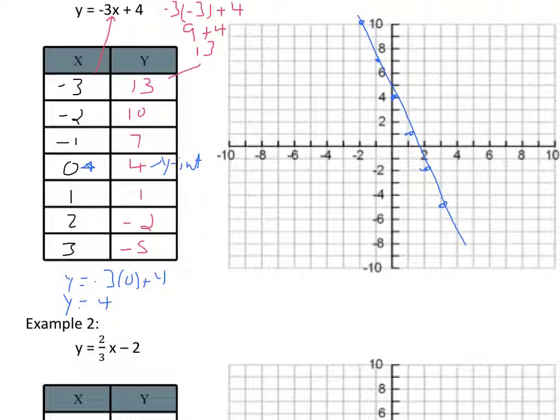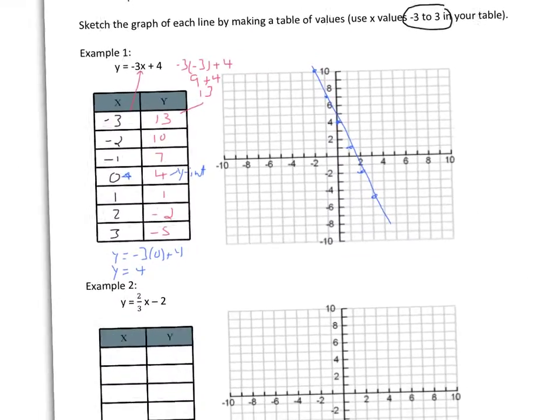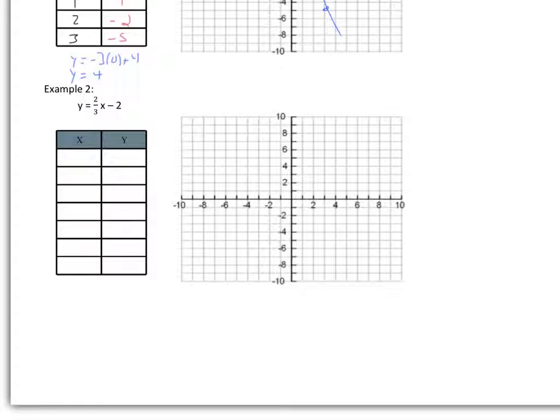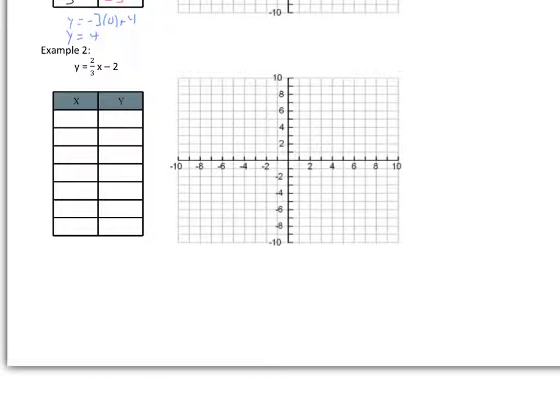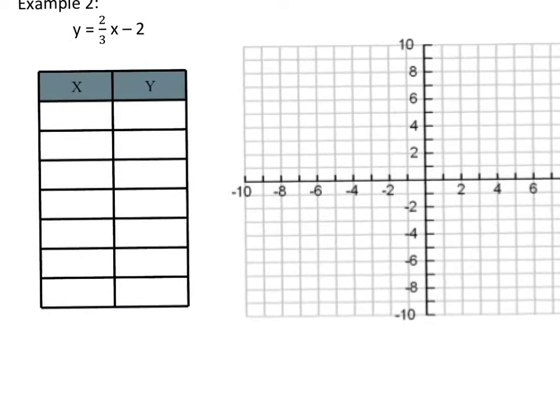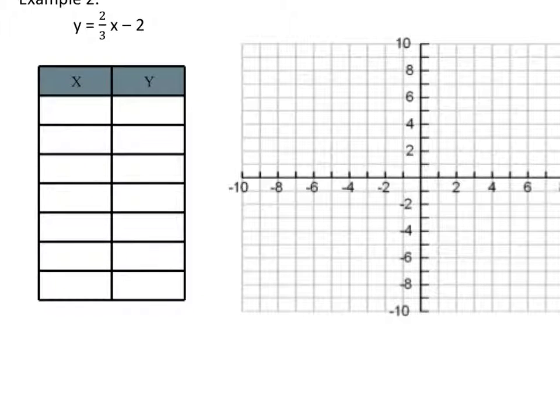And we can graph anything with a table, linear and nonlinear alike. We're just focusing on linear equations at this time. So when it comes to graphing, the table is very effective. Maybe not efficient, but effective. On our next one, if we plug in the same points, which would be -3, -2, -1, 0, 1, 2, and 3.